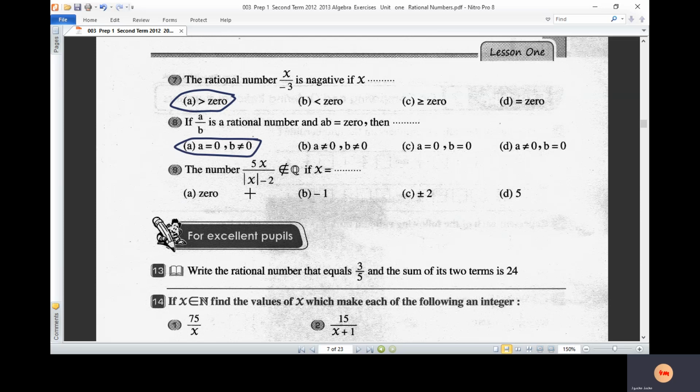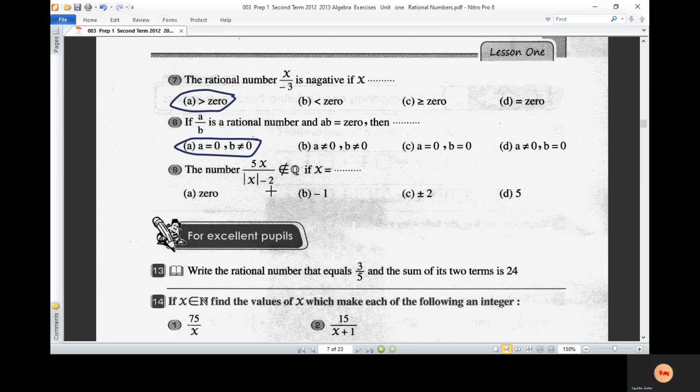The number 5x over absolute value of x minus 2 does not belong to Q. If x... this means it is not a rational number. So the denominator must equal zero. Absolute value of x minus 2 equals zero.